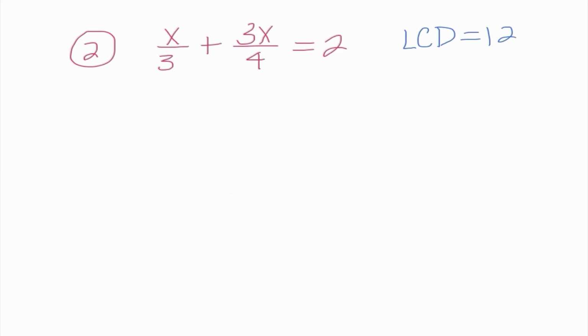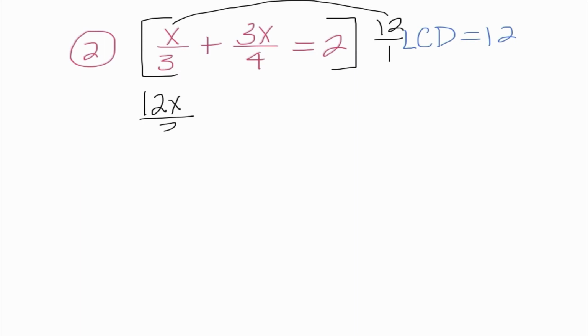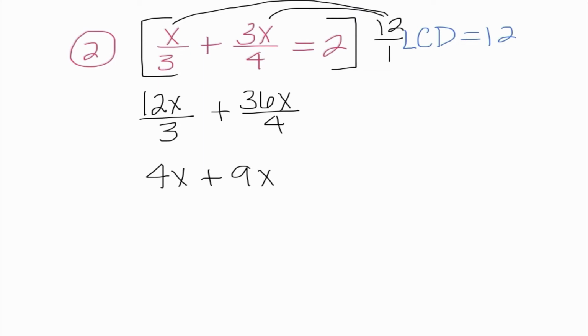I'm going to multiply both sides of the equation by 12, and I'm actually going to write it as 12 over 1, because I know that I'm only multiplying the numerator by 12. I'm not doing anything with the denominator. So I'm going to distribute this, so I get 12x over 3, which I know is 4x. Some of you guys might skip to this step right away, and that's great. When I distribute to our next term, I get 36x over 4, which is 9x. And I also need to multiply the 2, and I get 24.